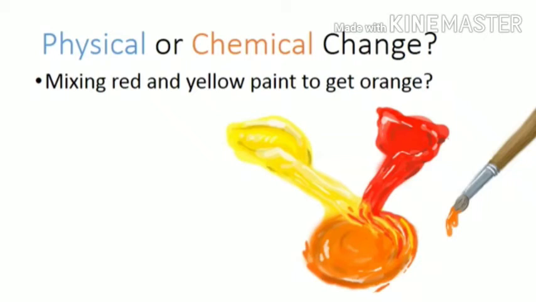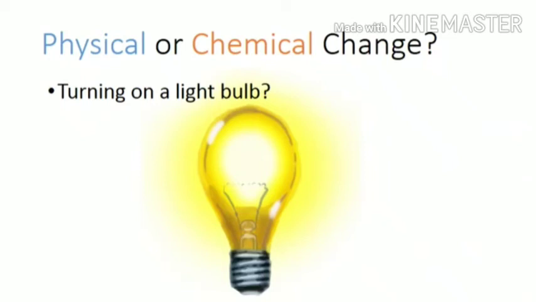Mixing red and yellow paint to get orange. We generally mix paints to get a new color. Even though the color is new, yellow and red retain their property. And therefore, this is a physical change. No chemical reaction takes place here. That is, the molecules that make up the paint have not changed. Let us look at the next one on the slide.